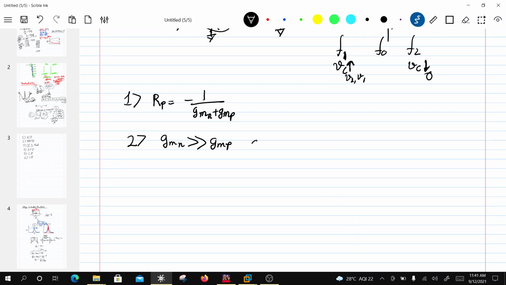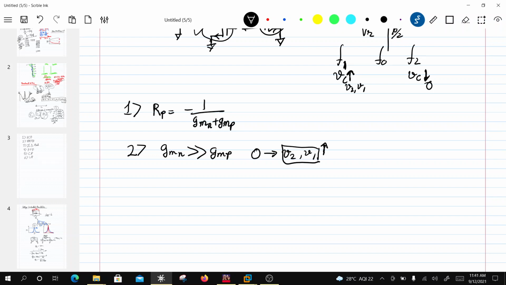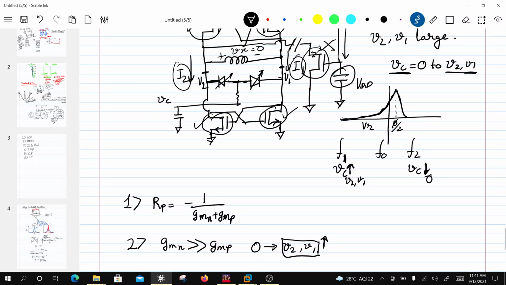That benefit gives me 0 to V2 comma V1 as the tuning range. So basically this number goes up if the devices are large for a given current, right? And another thing is the NMOS devices are the source of what you will call flicker noise, right?